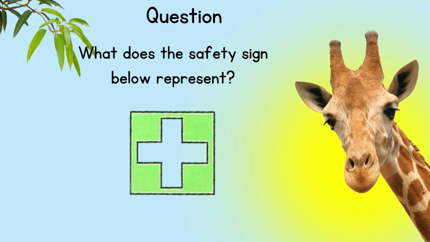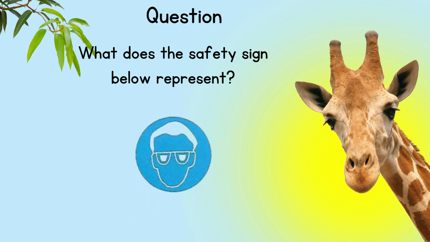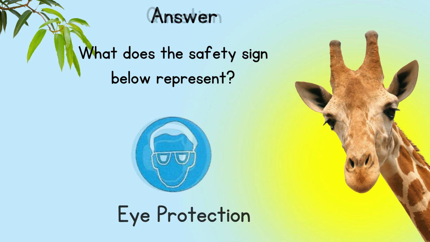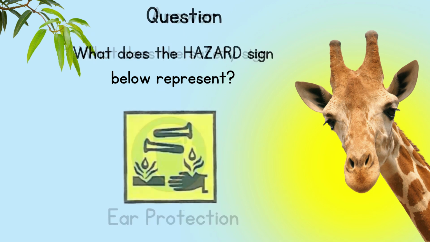Question: what does the safety sign below represent? Correct. First aid. Question: what does the safety sign below represent? Correct. Eye wash. What does the safety sign below represent? Correct. Eye protection. What does the safety sign below represent? Correct. Ear protection.